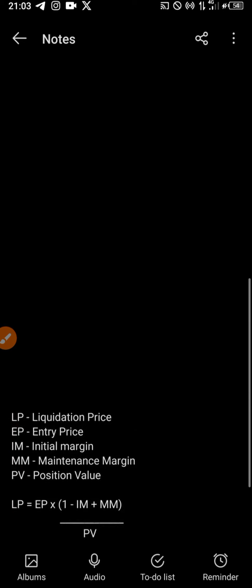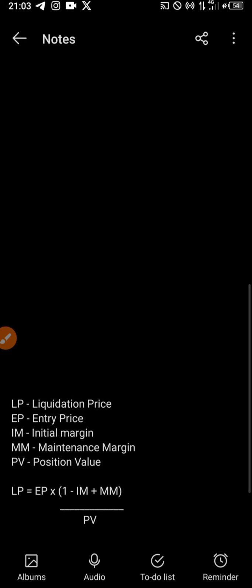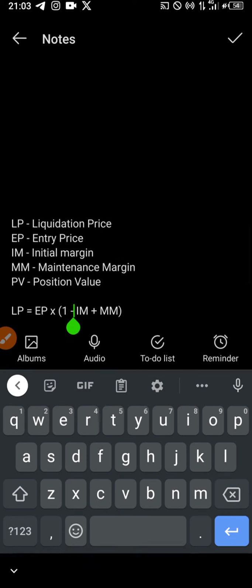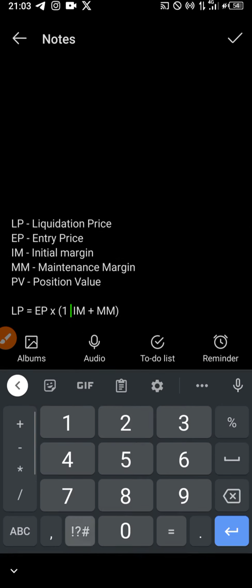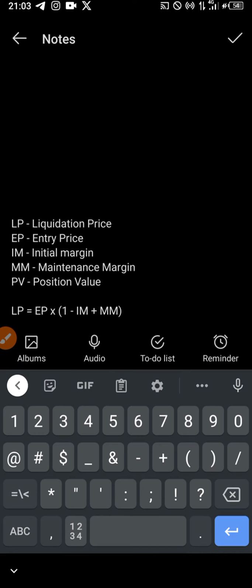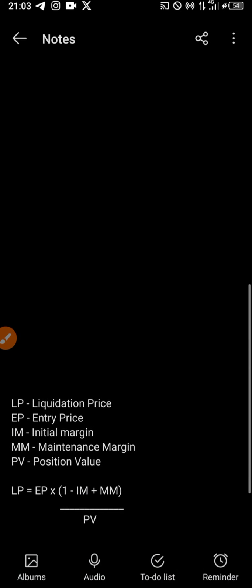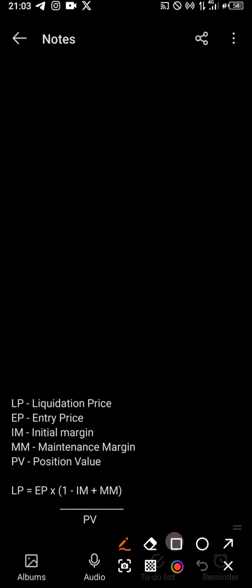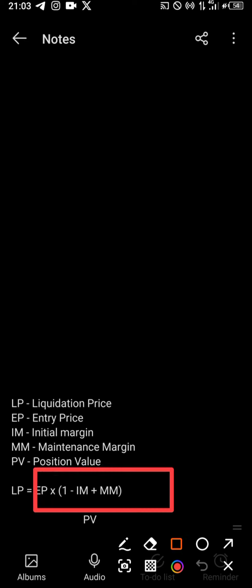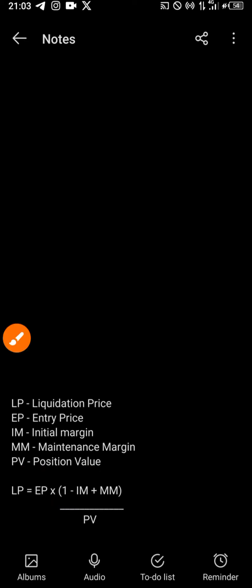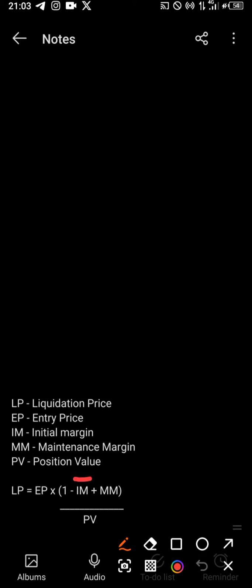You understand? So if you are longing a position, this is going to be negative, minus. But if you are shorting, this is going to be positive. Don't forget. So that's how to calculate your liquidation price. This is the formula for calculating your liquidation price right here. I hope you can see it. This formula right here is what you use to calculate your liquidation price.